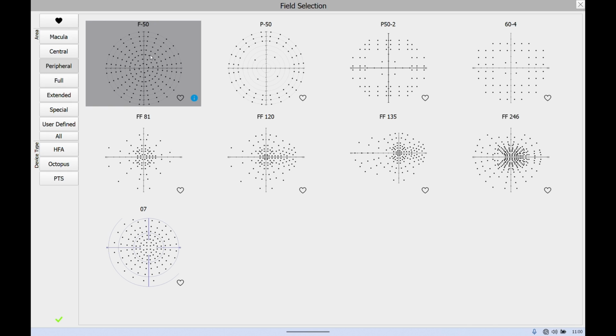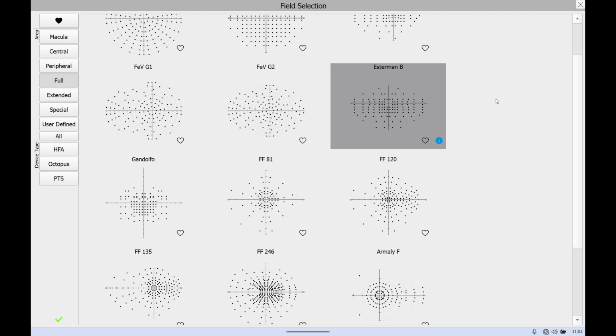If you use the threshold test strategy, then it will take like 15 minutes for one eye. So I certainly do not recommend that. But depending on the number of points, you can choose between P50, which is much faster, to FF246, depending on where you think there is a defect.